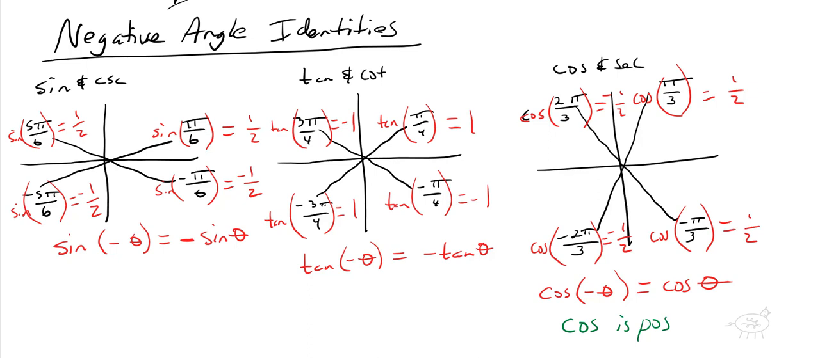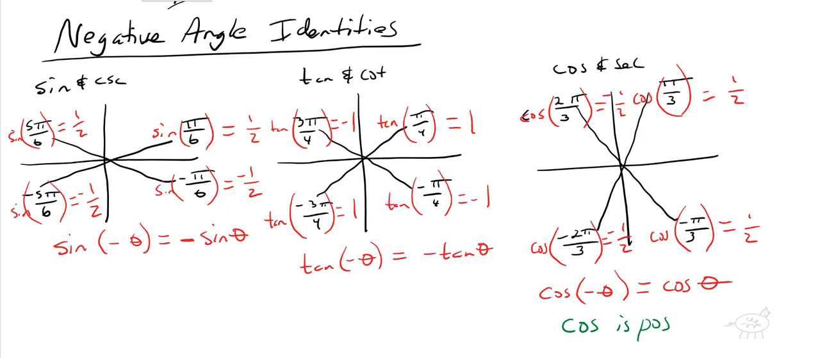Cos is pos. And that's a great cheer, too. At a football game or basketball game, you might say, and you start out with a low voice, cos is pos, cos is pos, cos is pos. Okay, and then you can go crazy. It's just an awesome cheer, all right? And then you might say, well, okay, cos is pos, but what about sine and tangent?